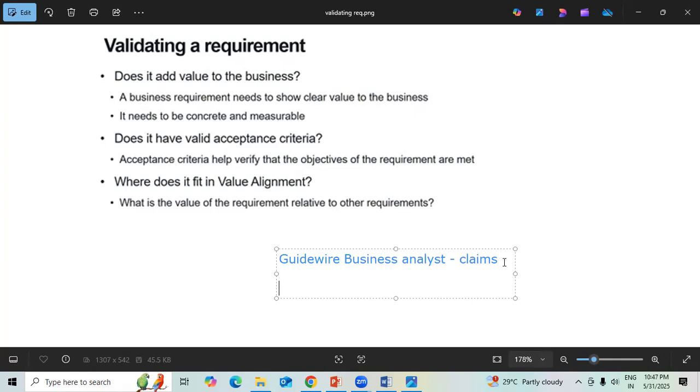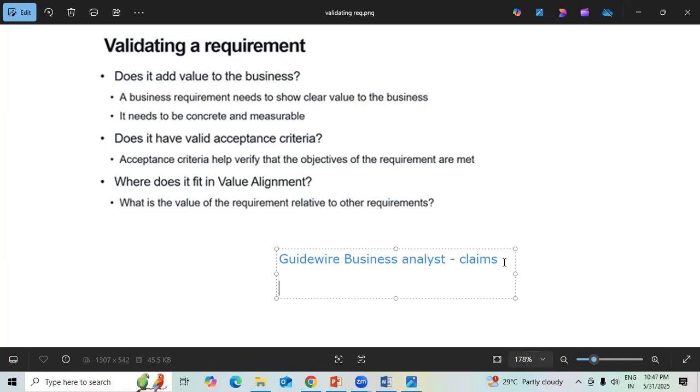Second, does it have valid acceptance criteria? When we are working in an agile environment and writing user stories, user stories are nothing but short descriptions of the requirement that we have taken. Whenever we work on user stories, we need to create acceptance criteria. For the particular user story that we have written, validating the acceptance criteria is important, because acceptance criteria are majorly helpful in verifying the objectives of the requirements which are to be met. The end result is value.